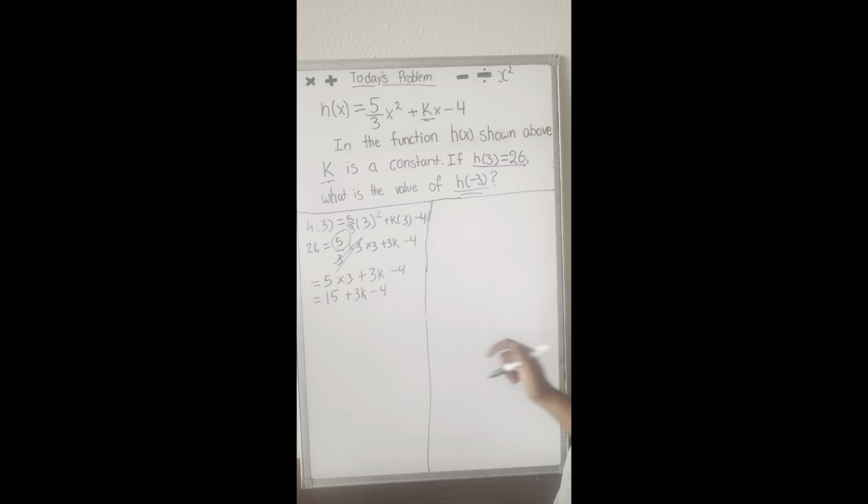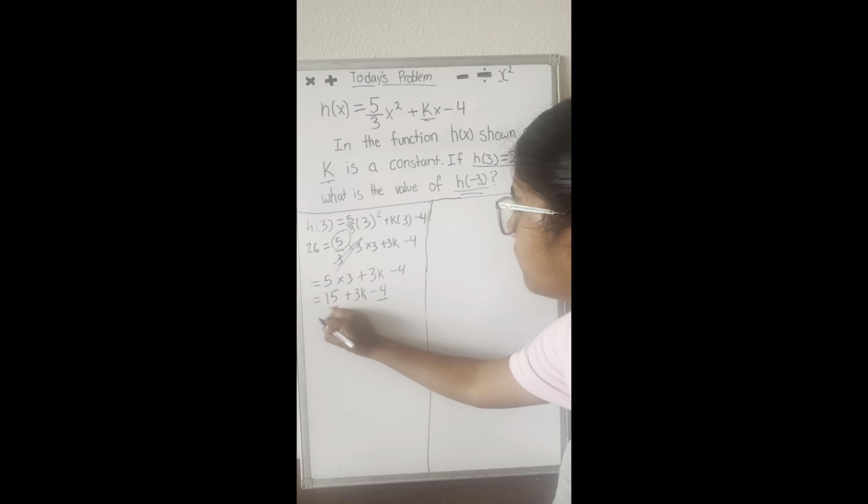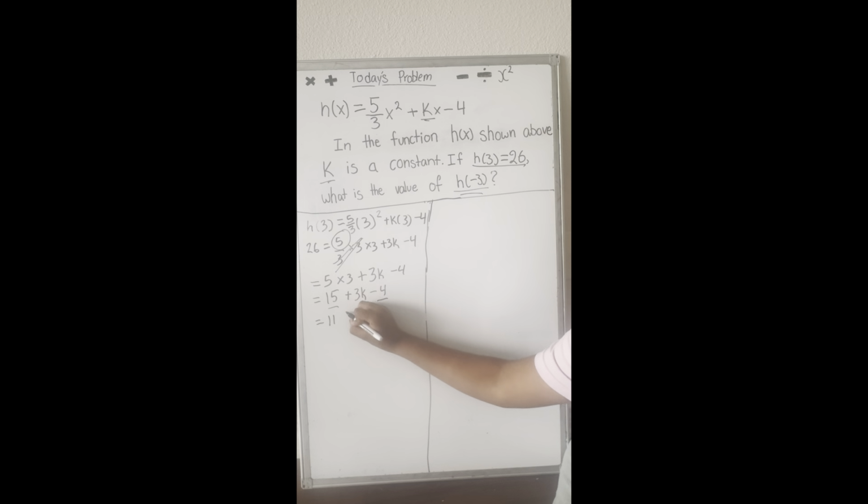Now we want to add and subtract all the stuff that we can. We want to simplify everything. We want to simplify our constants first. A constant is something that is not a variable, or it doesn't have a variable attached to it. We can't make the 3 a constant because it's attached to the k. It's being multiplied by k, that's why. So we're going to do the constants. 15 minus 4 is 11. So we're going to get 11 plus 3k.